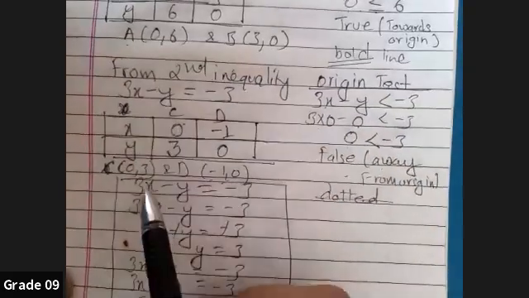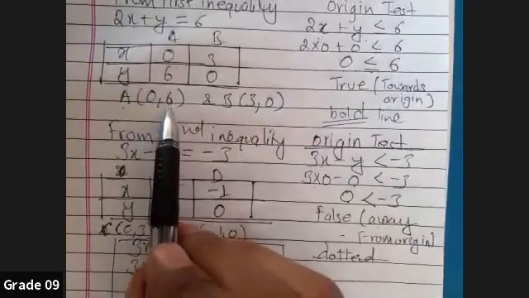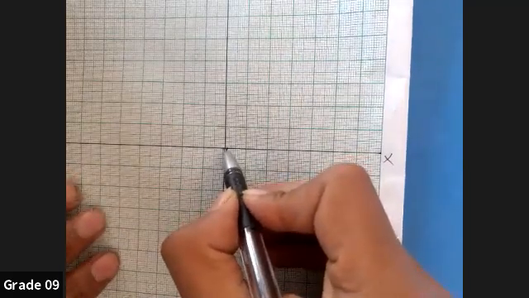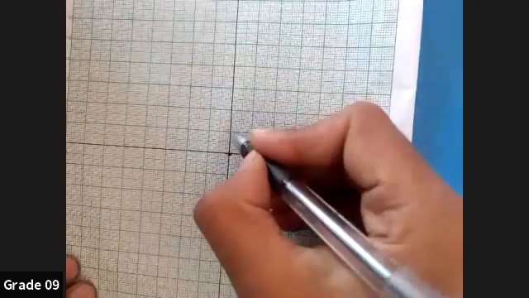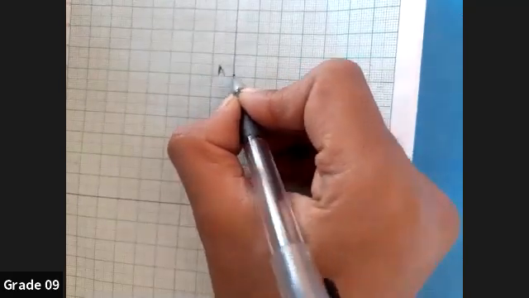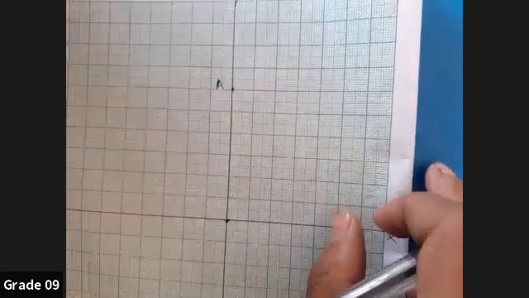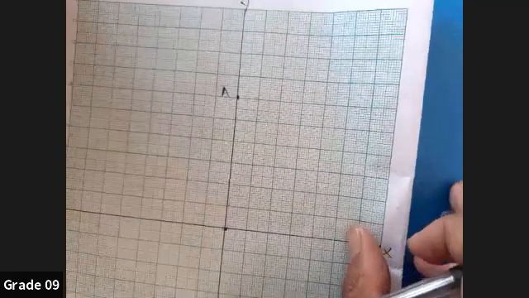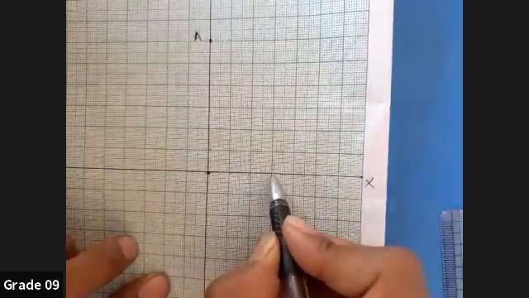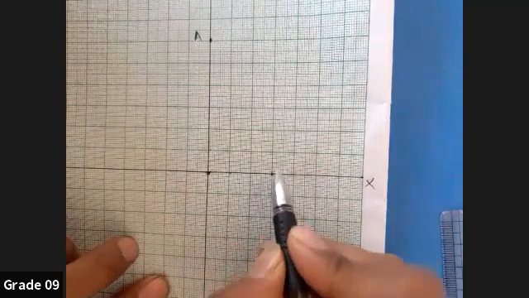So the first point 0, 6, I'm going to plot on the graph paper. 0, 6 means x coordinate is 0, so it is going to lie here only, and y coordinate is 6, and that is positive 6, meaning going up 1, 2, 3, 4, 5, 6. So this is your point A. We have already written A is 0, 6, and my second coordinate of the same inequality is 3, 0. So it is 1, 2, 3. And 0 means it's not going anywhere, it's staying here only.